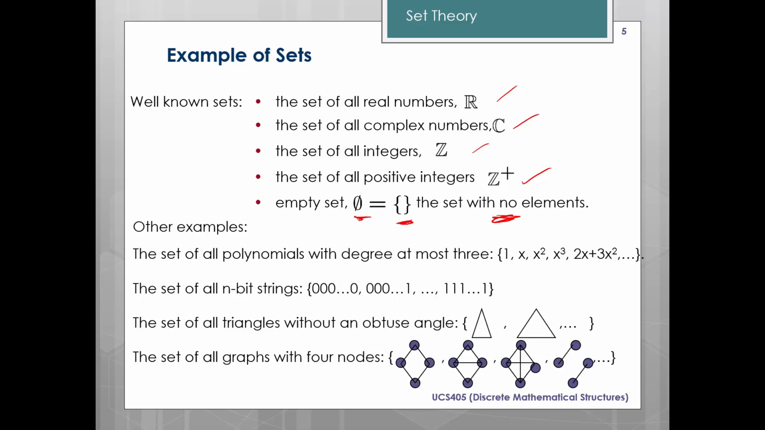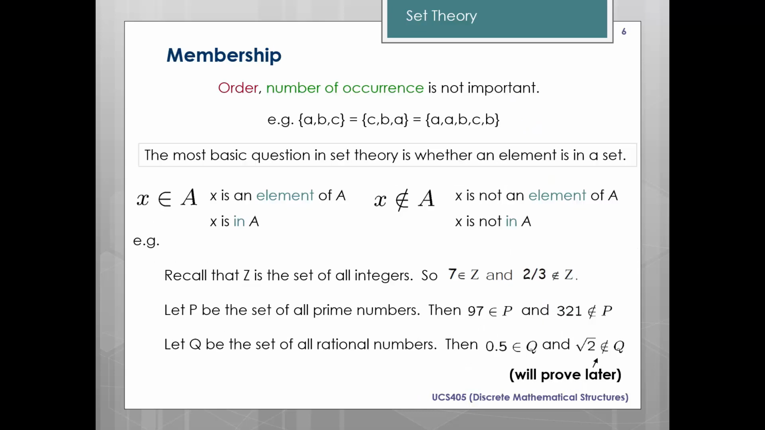Next example is the set of all polynomials with degree at most 3. What is degree here? This is the degree, which is at most 3. And the set of all n-bit strings. Next is the set of all triangles without an obtuse angle. Set of all graphs with 4 nodes. See here, a total of 4 nodes are there. So these are examples of sets.